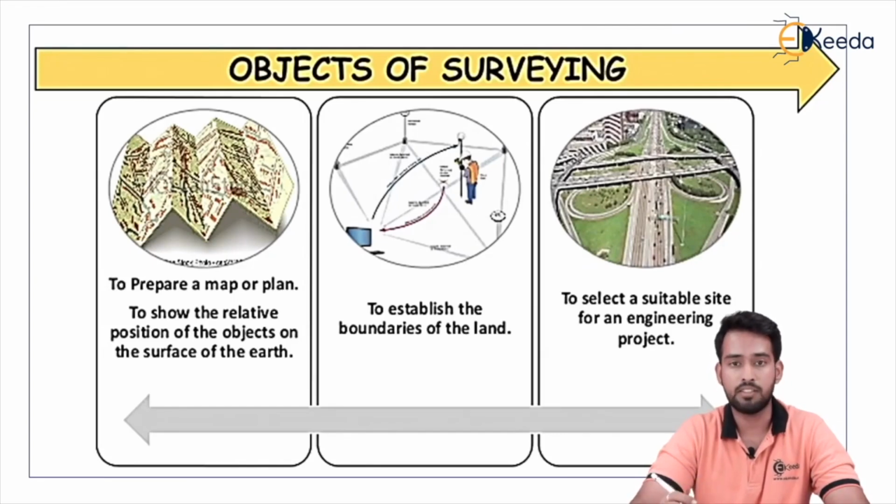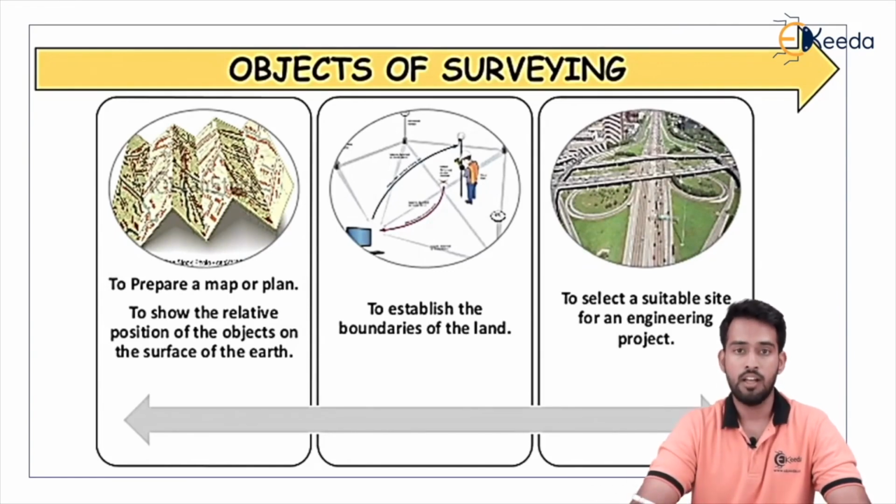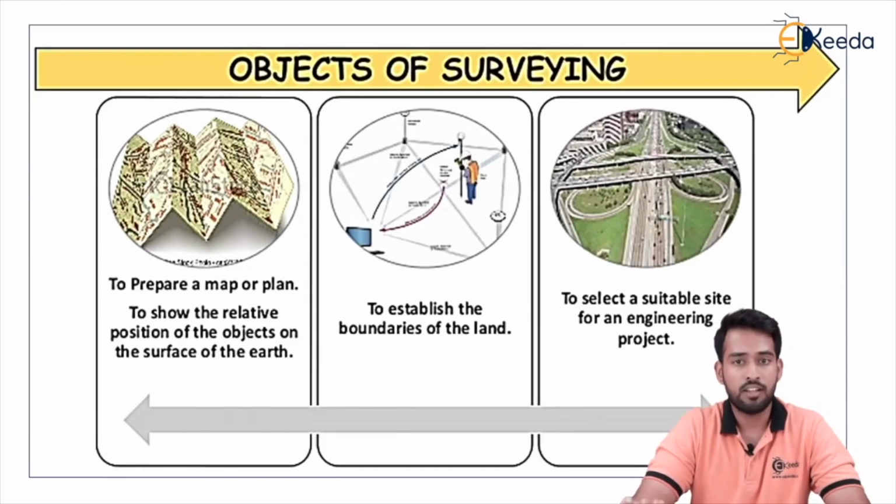And the last purpose, the third main objective, is to select a suitable site for an engineering project. Now, what are the engineering projects? Like residential projects, commercial projects, railway lines, metro lines, bridges. The suitable site for these particular engineering projects can be found out by using survey, because we require topographical maps and contour maps, and these maps can be formed by using surveying only.